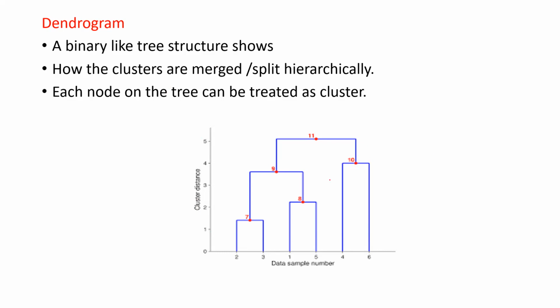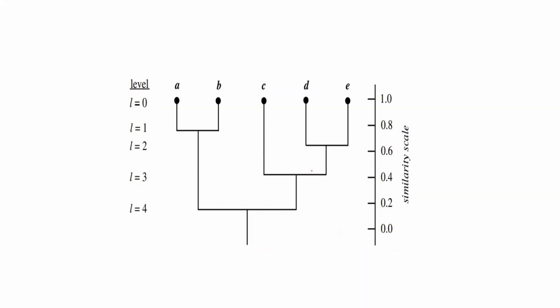So this is one level, this is another level, and this is another level of representation. This is one cluster, which I am going to split into clusters 9 and 10. Again, this cluster 10, I have split into clusters 4 and 6. And here cluster 8, I have split into 1 and 5. And again, this cluster 7, I have split into cluster 2 and cluster 3. Right. This is the dendrogram representation.